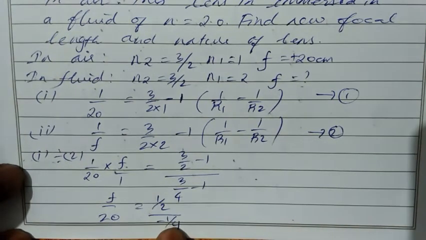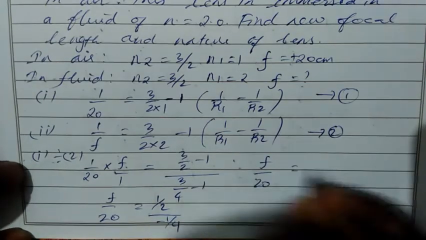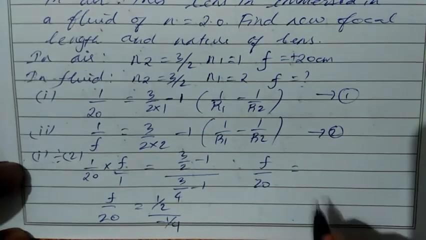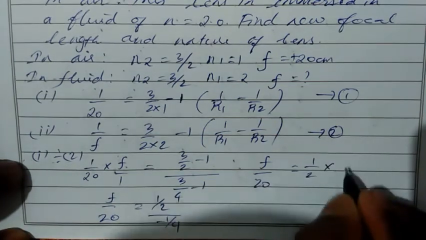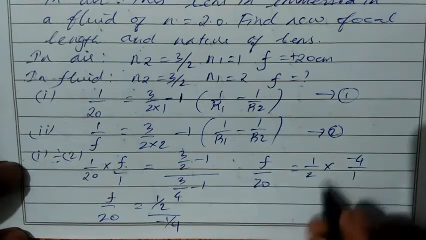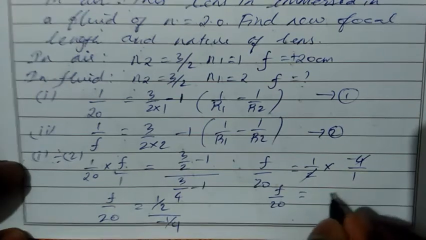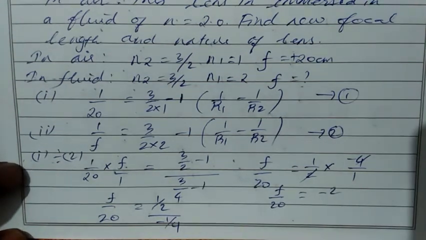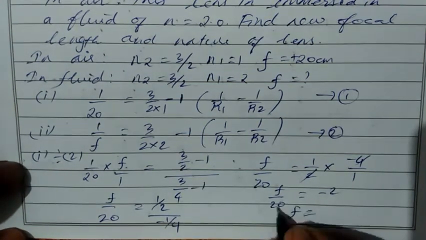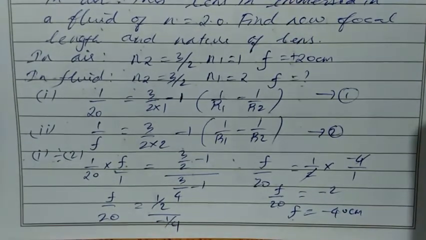Okay, so here half by quarter, if you solve here f by 20, then do the reciprocal multiplication, 1 by 2 into minus 4 by 1, correct? So 2, 4 get cancelled, then f by 20 equal to minus 2. F equal to 20 into minus 2, minus 40 centimeter. So see here we have the value as negative. So we have focal length negative value.